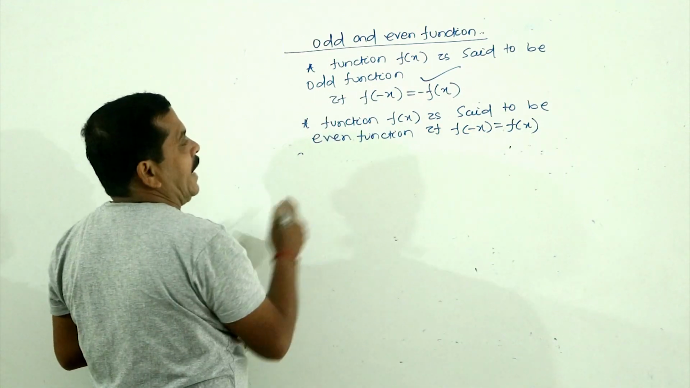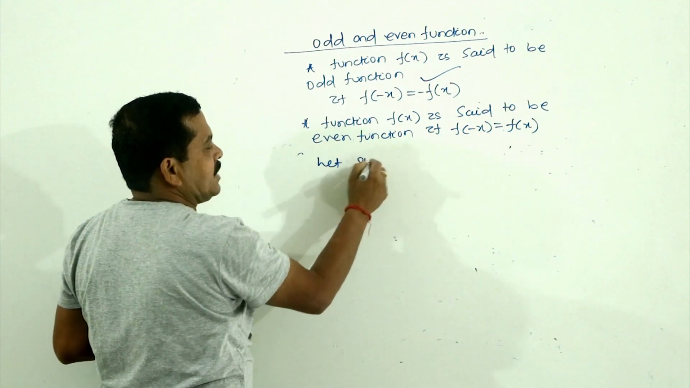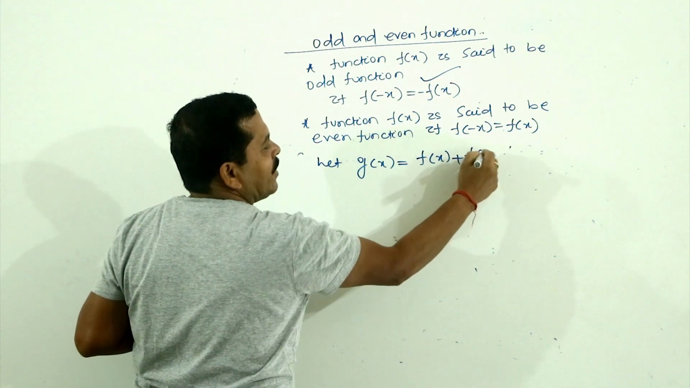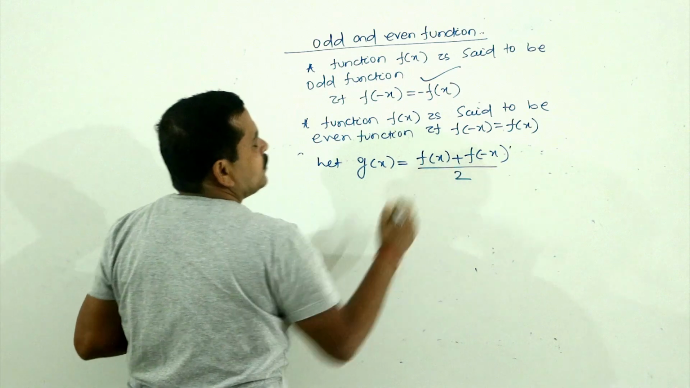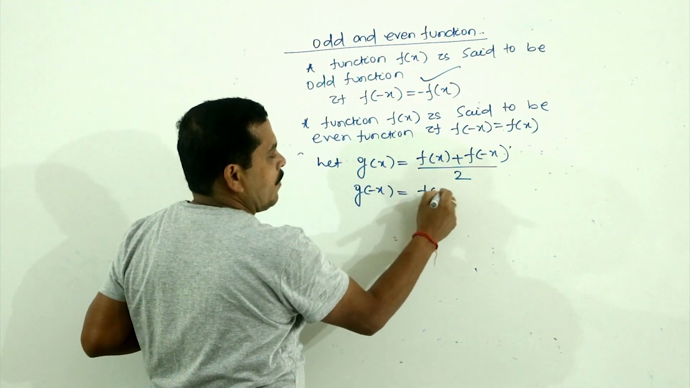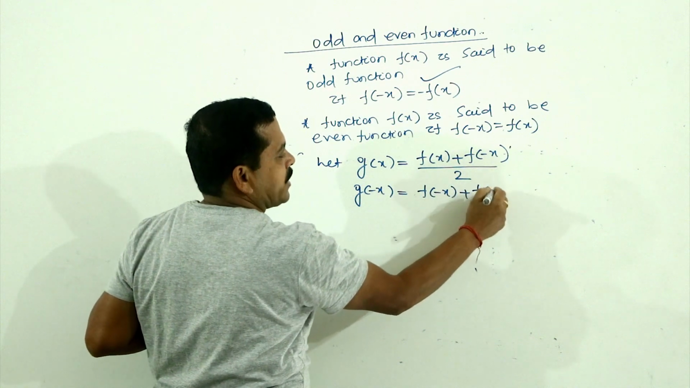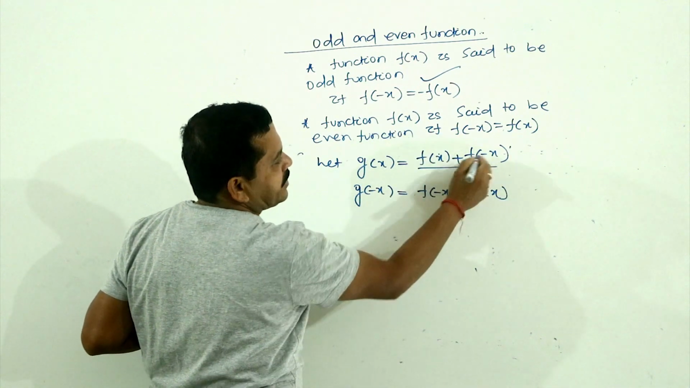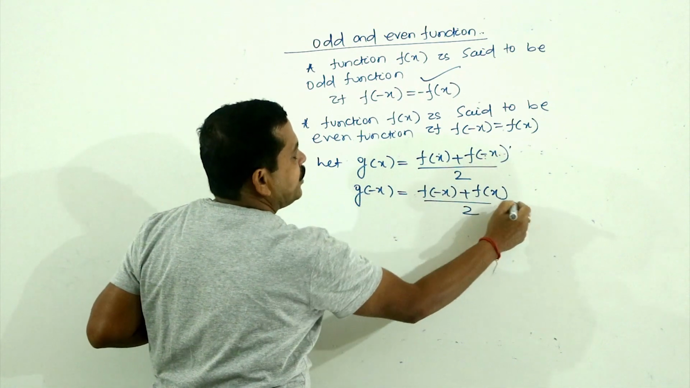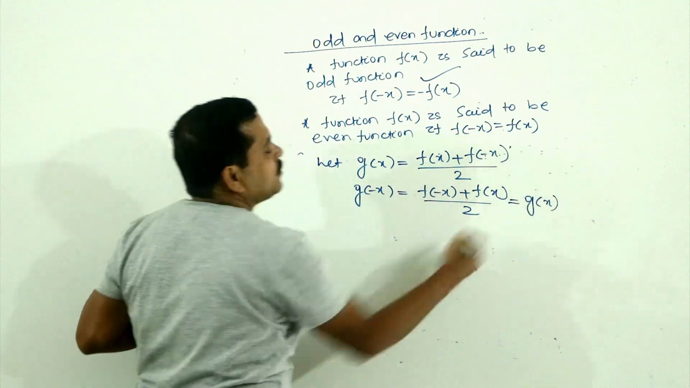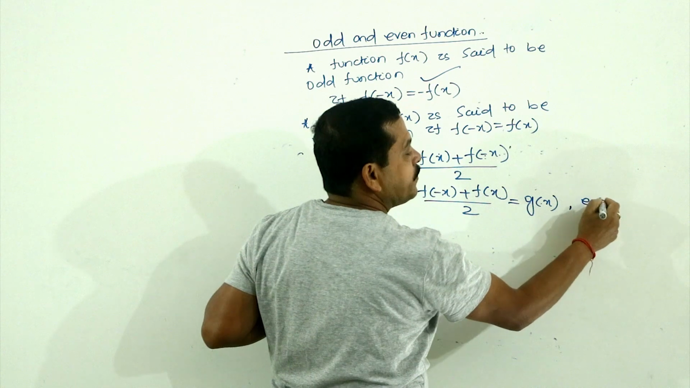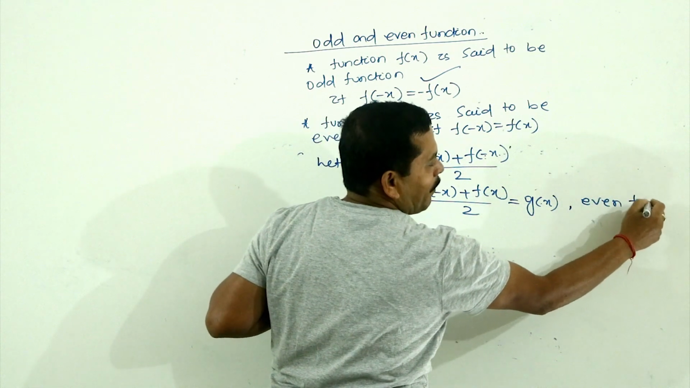Let g of x be defined as f of x plus f of minus x by 2. Then g of minus x will be f of minus x plus f of x by 2, because here x becomes minus x and minus of minus x is x, which is equal to g of x. So g of minus x is g of x, which means it is an even function.